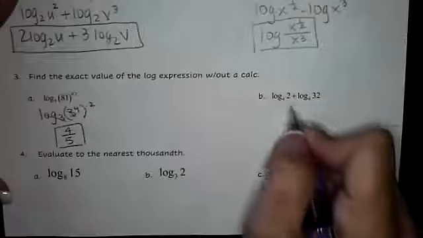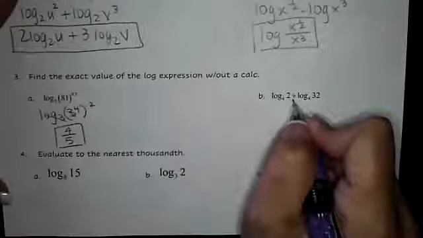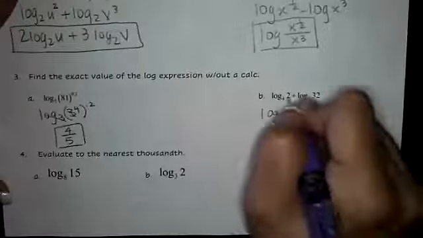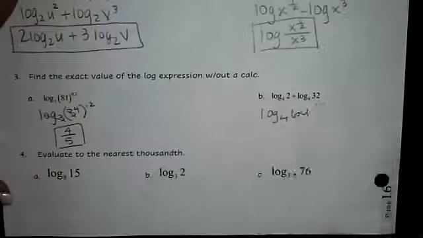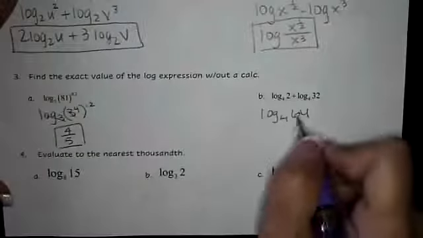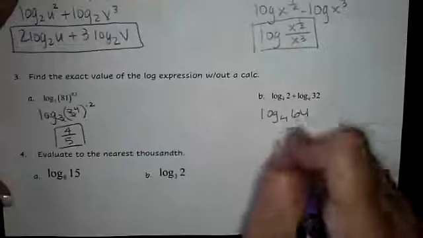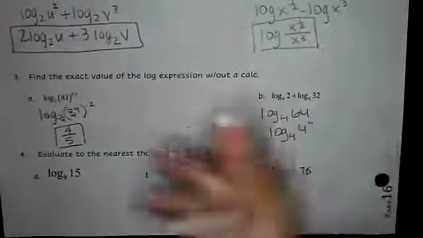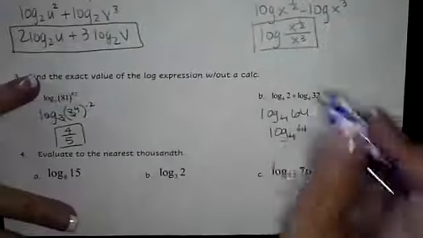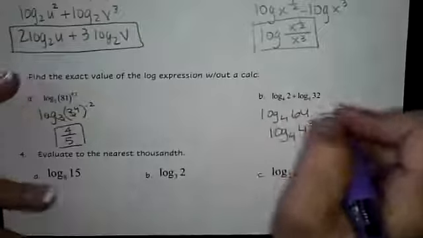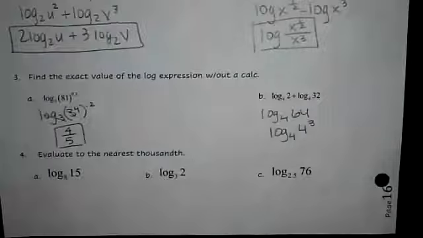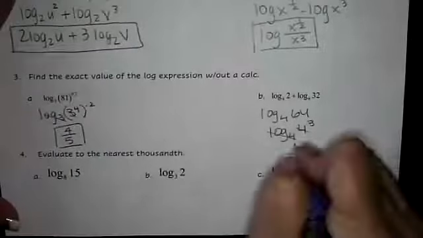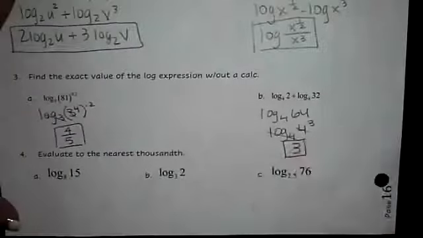I can use that same property here. I change this plus to multiplication. So I get log base 4 of 2 times 32, which is 64. And then I can evaluate it by making 64 have the same base as this. So I get log base 4 of 4 to the 3rd power. It's going to write 4th power there, but that's the 3rd power. 4 times 4 is 16 times 4 is 64. Now that they have the same bases, we learned that property that means they cancel each other out, and so 3 would be the answer.